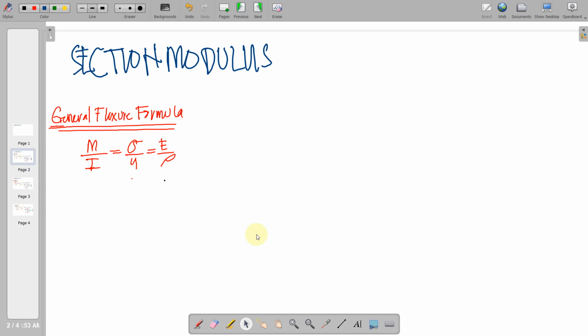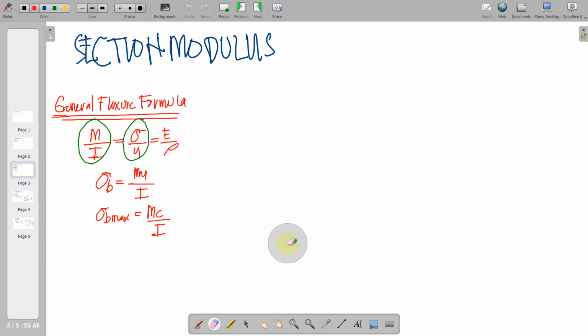If we are concerned with beam stresses, we need to relate M over I to the stress over y, because we are dealing with the dimensions. So we are going to pair this to that side because we are not so much concerned with the elasticity and radius of curvature, and hence we can write this formula. So the flexural stress is equal to My over I.